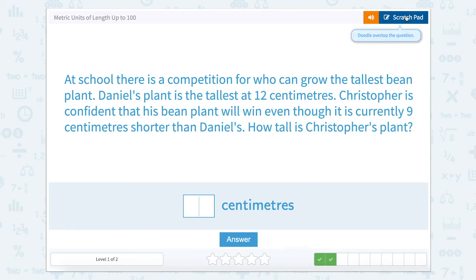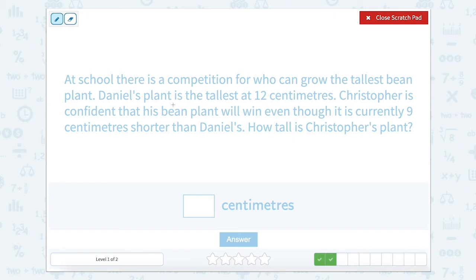So let's use our scratch pad. Daniel's plant is the tallest at 12 centimeters. So we're going to draw a tape diagram. And we know that this is for Daniel, so I'm going to put a D down here for Daniel. We know that this is 12.